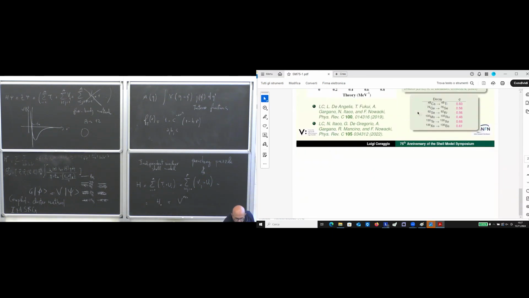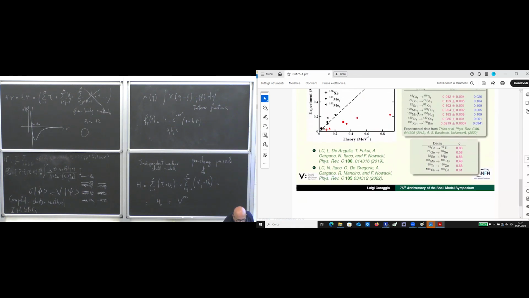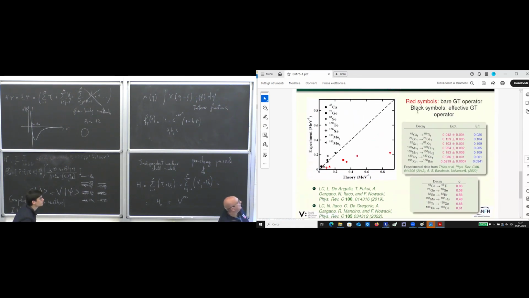But if you employ the correct effective transition operator, they are now reported in black, then you see that you don't need any quenching, because the quenching is an effect of not using effective transition operators. That's it.